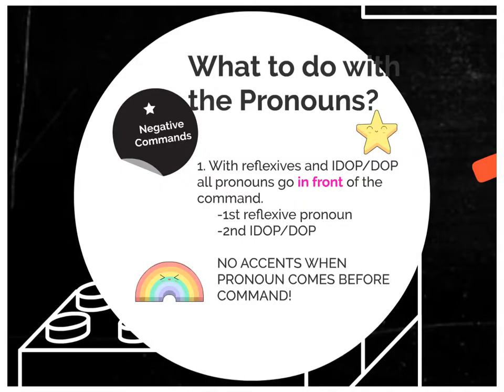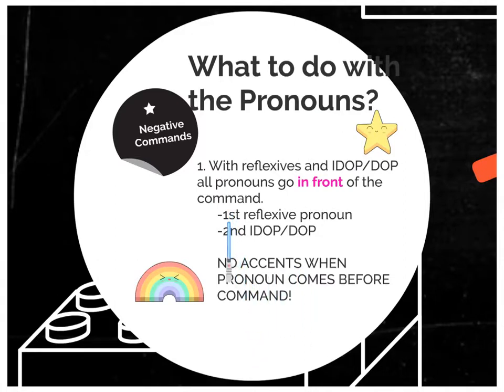As we go along here, what do you do with those pronouns? Well, yesterday with affirmatives, we learned that they are all attached to the end of the command. But with negatives, these reflexives and the indirect and direct object pronouns, they all go in front of the command. No accent marks when the pronoun comes before the command.